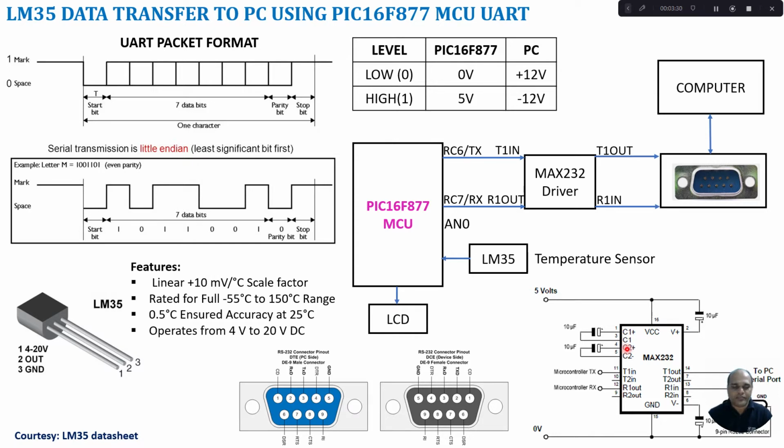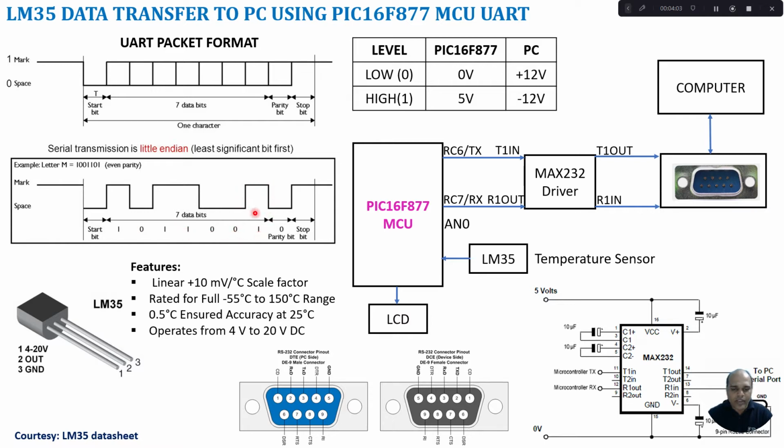logic. For example, if we want to transmit the data M, the ASCII value of M is given by 1001101. If I count the number of ones here, we have 4 ones, so it is an even parity. Then how will the signal transmission be? First, there will be a high to low transition which indicates the start bit. Then comes your LSB part. So LSB is 1. Then 0, 1, 1, 0, 0, 1.